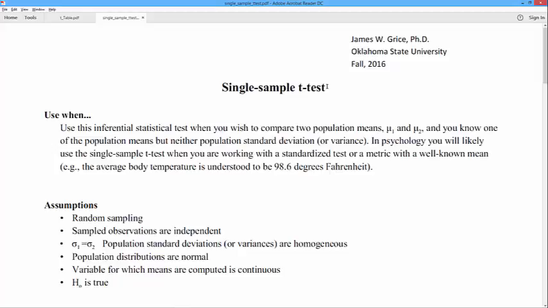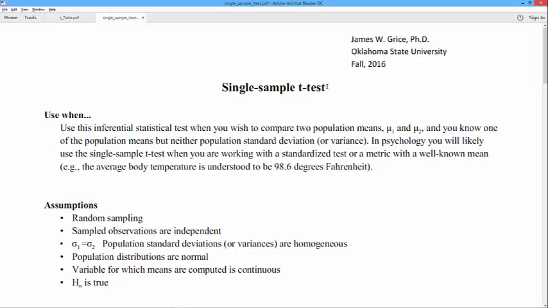Now, you can read here on the page that we're going to use this test when we wish to compare two population means, mu1 and mu2, and we know one of the population means, but neither population standard deviation. Now, this is what makes it different from the z-test for means. With those kinds of problems, we were given a population mean and a population standard deviation. Here, we have the mean, but we do not have the population standard deviation.